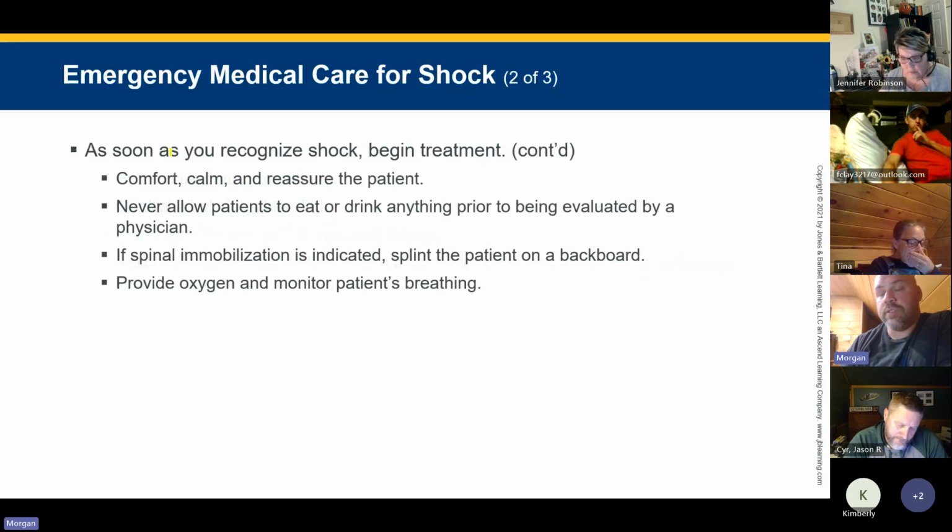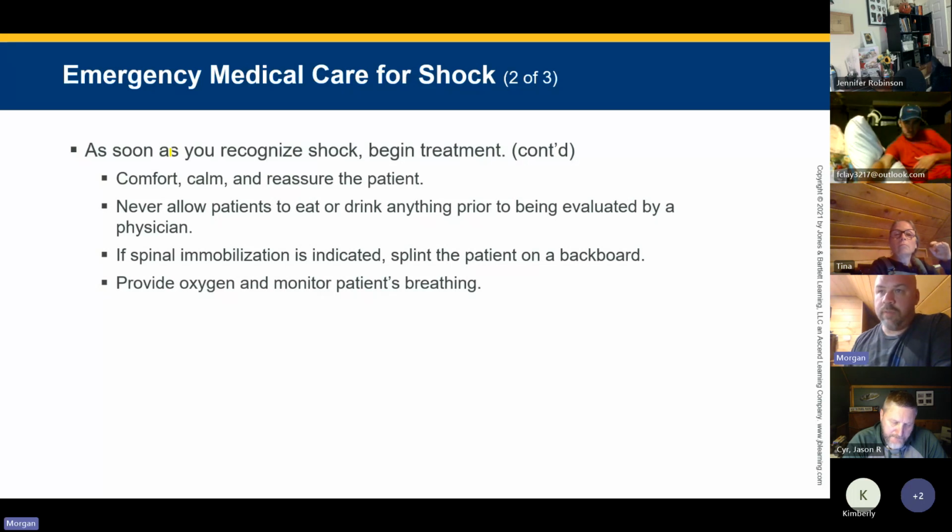Comfort and reassure the patients. We're going to do everything we can. Don't give them false hope, though. Don't feed them BS. We're just doing everything we can. We're going to get you to the hospital where hopefully you'll get definitive treatment. Never allow patients to eat or drink prior to being evaluated by a physician, in case they have to go to the OR, and you don't want them vomiting either. If it's severe, they will start saying they want something to drink. Just don't give it to them.